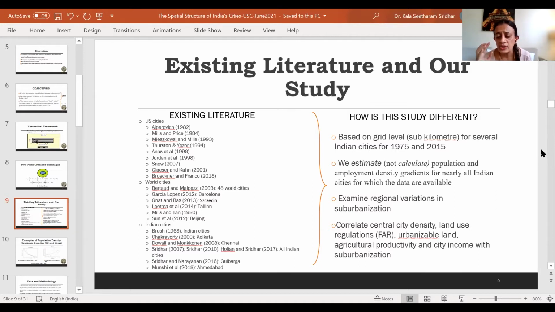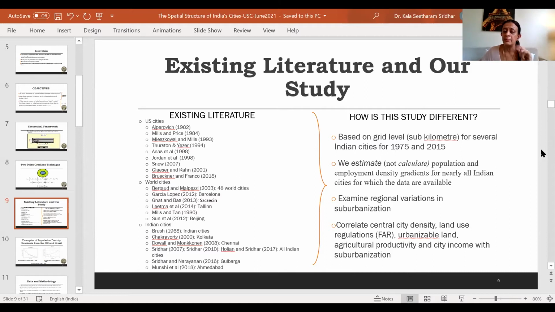This study is based on data from the Global Human Settlements Layer, GHSL, and it's based on sub-city level, sub-kilometer level data, both for 1975 and 2015. We estimate population and employment density gradients. We don't calculate them like past studies have done. And we also examined regional variations in suburbanization.